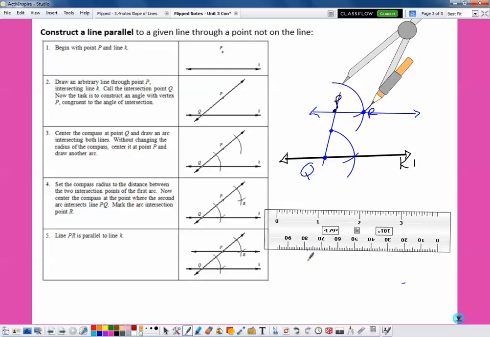In your summary, go ahead and write about how to construct a parallel line to a point not on the line is similar to one of the other constructions we've already completed. See you next class.